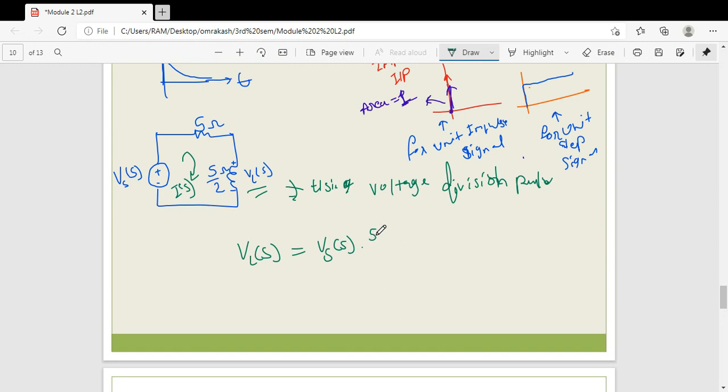So here what is the value of this resistance, or you can say impedance? It is s by 2, right? This here is s by 2, and the total is 5 plus s by 2. Now solve this circuit, you will get VL in terms of Vs, which is nothing but Vs of s into s by 10 plus s, right?